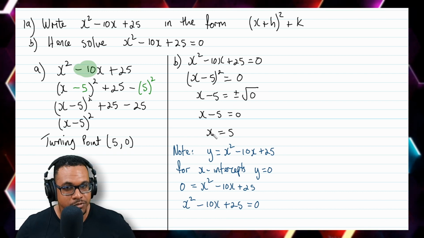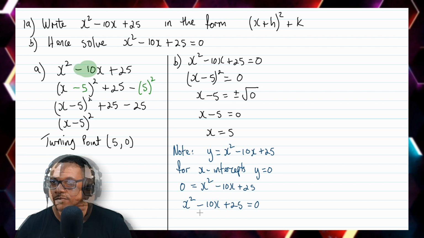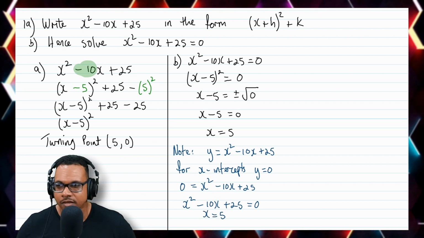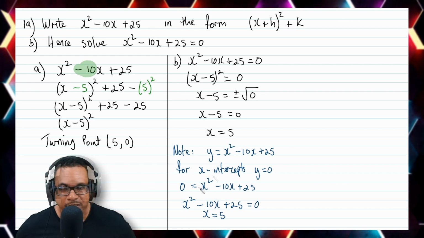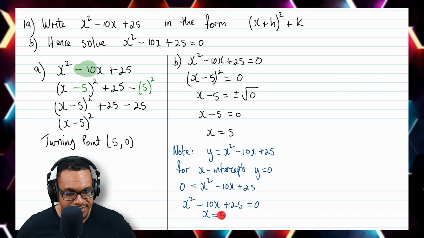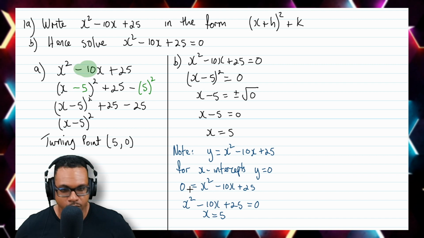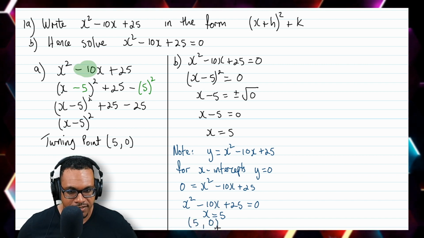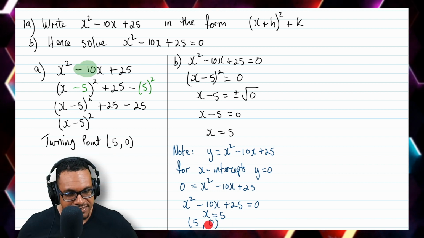And the answer that we got was x is equal to 5. So it means the answer for this is x is equal to 5. Now, what does that mean? It means when y is equal to 0, x is equal to 5. So as a coordinate, that would be 5 on the x and 0 on the y. And this is what you call the x-intercept on the graph.